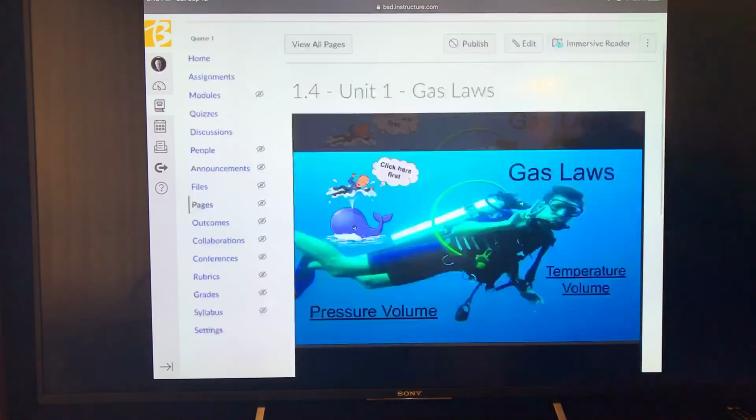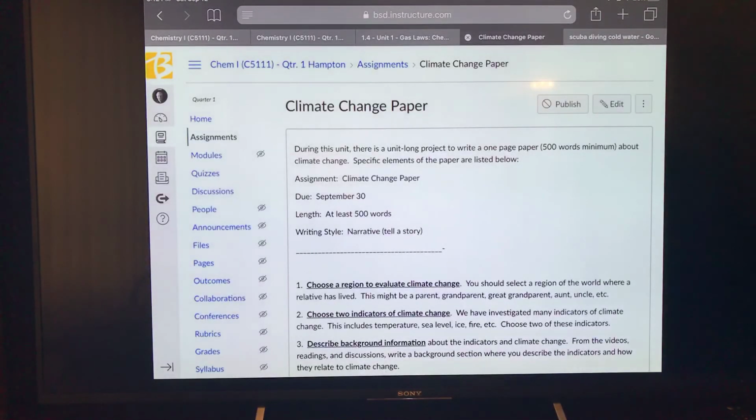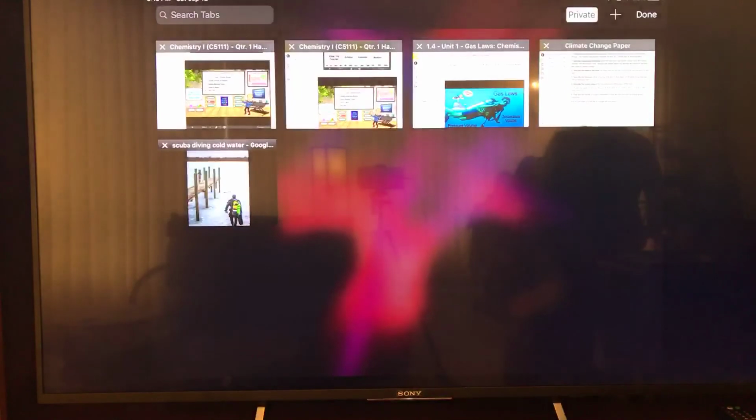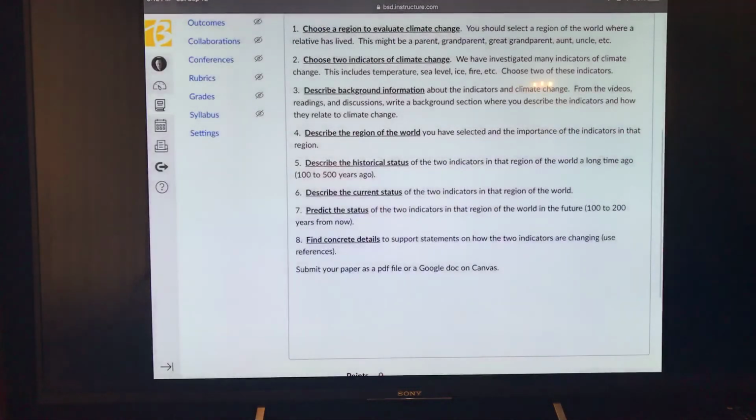Okay. The last thing that you should be doing, because now we're coming down to the end of our second week. Remember, it's going to be Wednesday, and then it'll be Thursday, Friday. So you should be now describing the current status, number 6 there, of the 2 indicators in whatever region of the world you had picked. Number 7, predicting the status in the future. And you go, well, how do I do that? Well, go back to some of the papers and go back online and just say, what is the expected climate in Germany, because that would be mine, in 500 years, or in the future, or distant future. Those might be keywords you could Google.